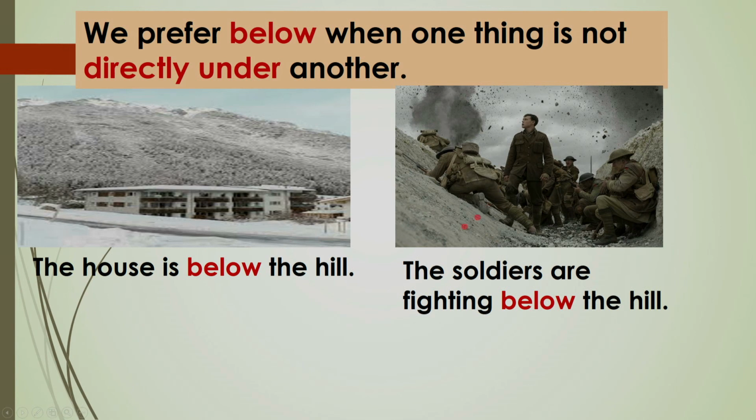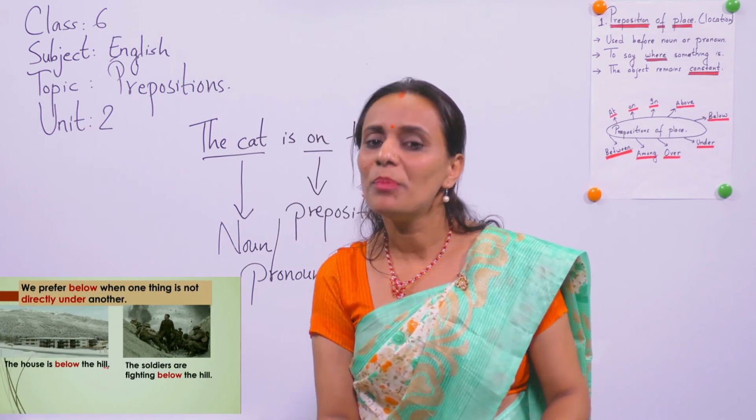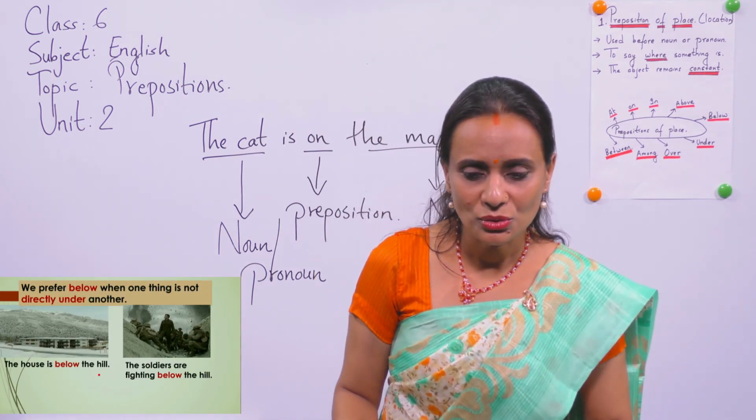No. Here also, is the hill covering the soldiers? No. In both of the pictures, the hills are not covering the house here and not covering the soldiers here. So we use below. And as we have already told you, we prefer below when one thing is not directly under another. So these things are not directly under another. This house and these soldiers, both of them are not directly under the hills. So we use below. Now we will go through another one.